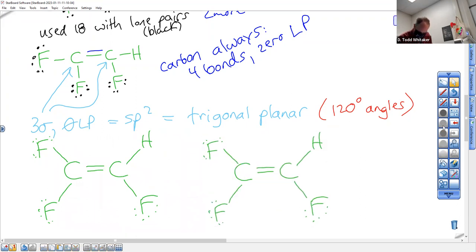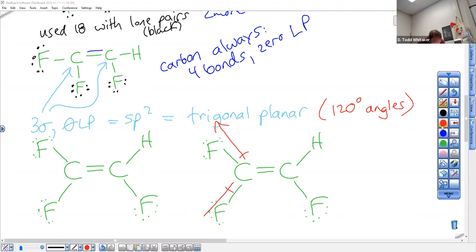And then I need big old dipoles. Which way does this dipole point? Towards the C? The more electronegative C, is that what you said? That made no sense. The more electronegative F. Should be the same size, right? Looks a little bigger. Like I said, artistic ability, not so much.